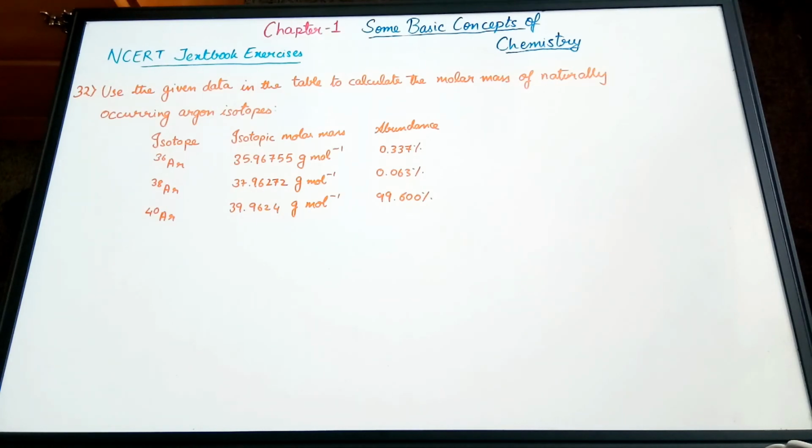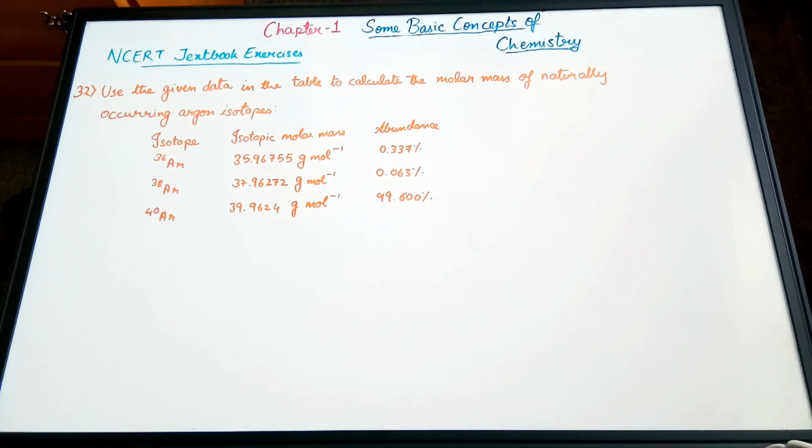Question number 32. Use the given data in the table to calculate the molar mass of naturally occurring argon isotopes. So we've been given the isotope and we've been given the isotopic molar mass and the abundance. So first of all, let's take this.